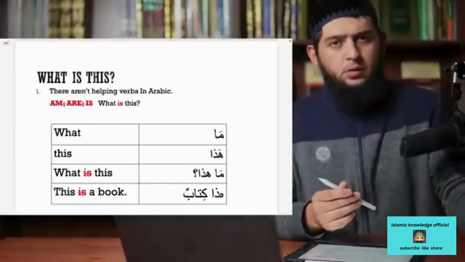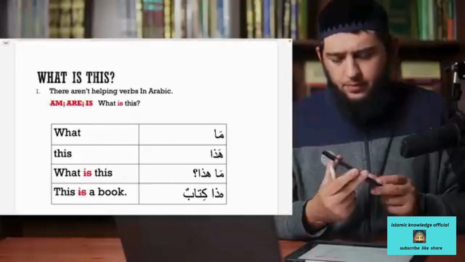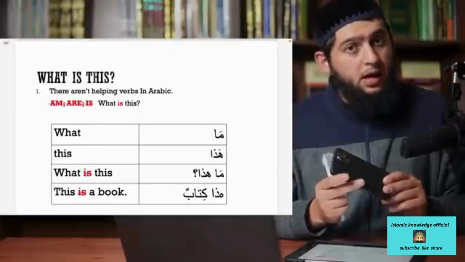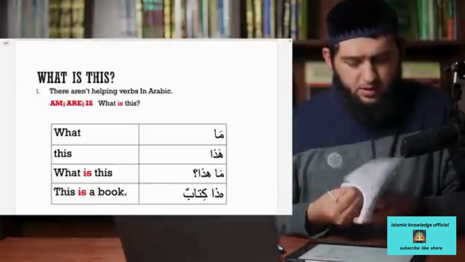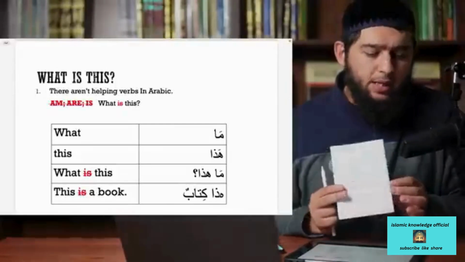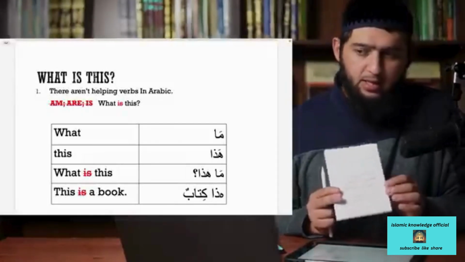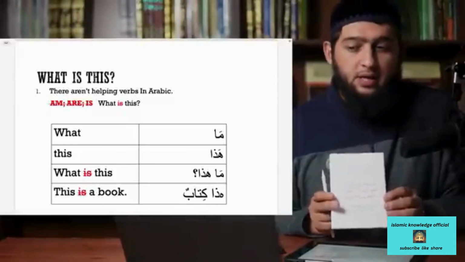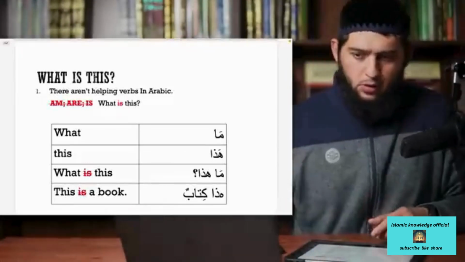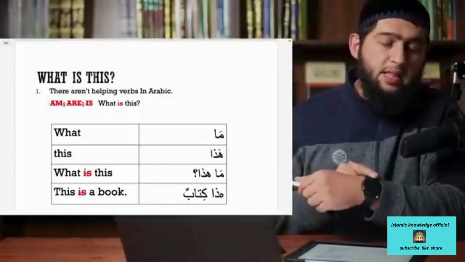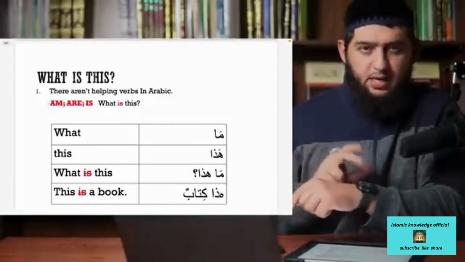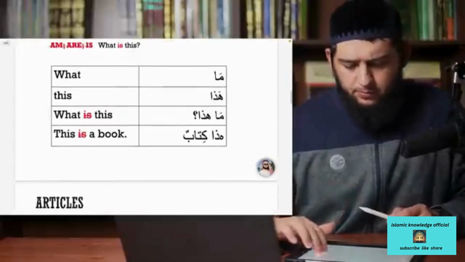هذا قلم. ما هذا؟ هذا آيفون. ما هذا؟ هذا كتاب. This is a book. ما هذا؟ هذه ساعة. Watch. Okay.